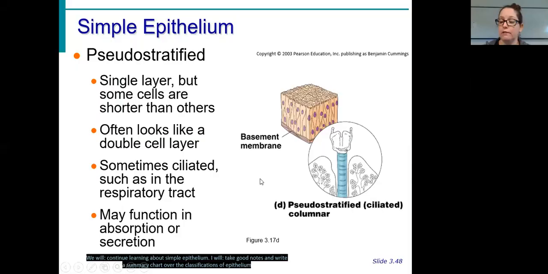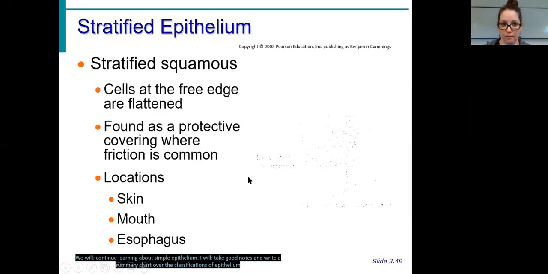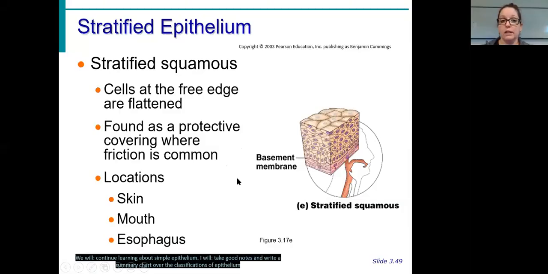Now we're going to talk about the 4 stratified types. Well, 3 stratified types, and then the transitional epithelium. Stratified squamous are cells that are flattened at the free edge. So at our very, very top edge up here, they're flat. They are probably mostly dead at the very top edge, because see how far waste products would have to diffuse down and nutrients would have to diffuse up in order for these cells to stay alive.